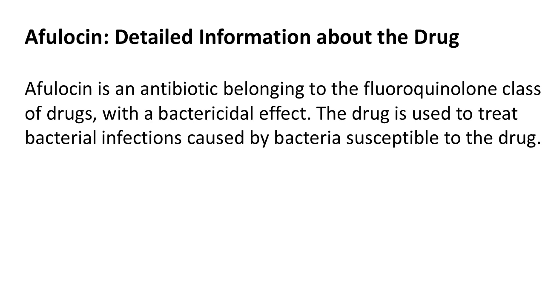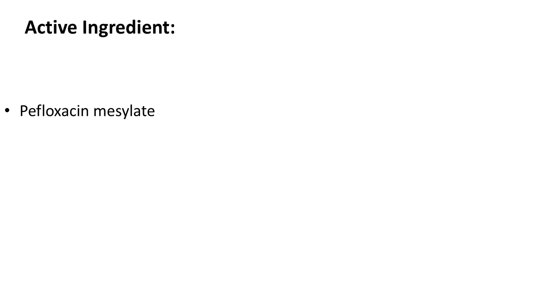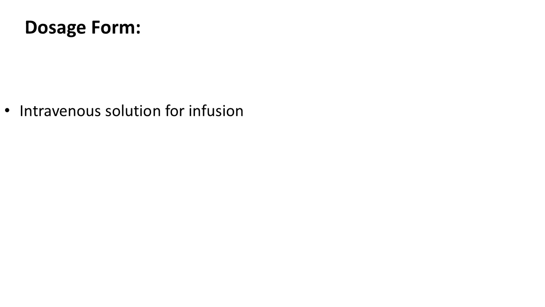Afulocin. Detailed information about the drug. Afulocin is an antibiotic belonging to the fluoroquinolone class of drugs, with a bactericidal effect. The drug is used to treat bacterial infections caused by bacteria susceptible to the drug. Active ingredient: Pefloxacin mesylate. Dosage form: intravenous solution for infusion.